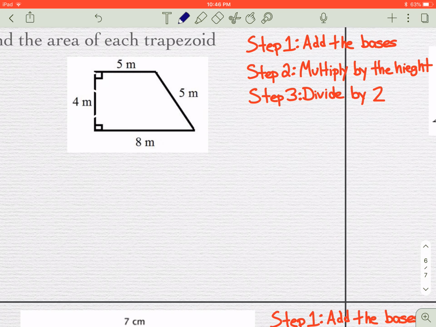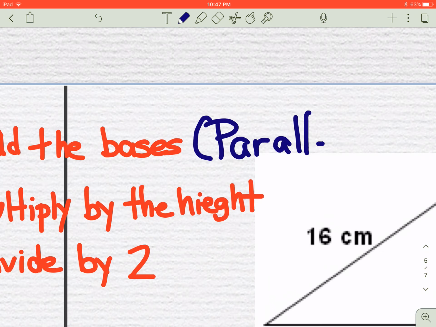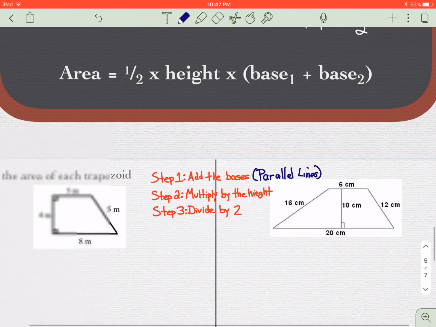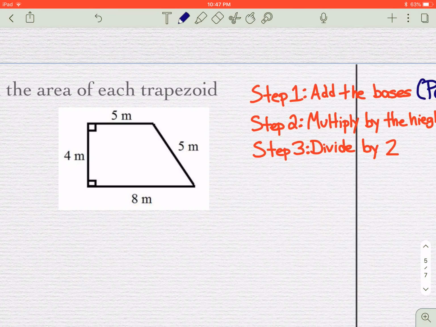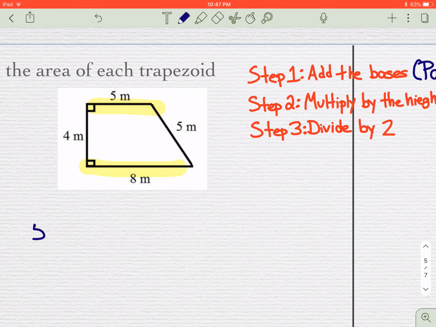So to find the area of this, step 1 is I add the bases. And the bases are my parallel lines. Those are my bases. So my parallel lines here are this line and that line. So step 1, add the bases. 5 plus 8 equals 13.